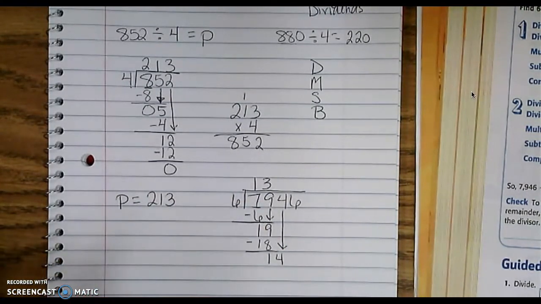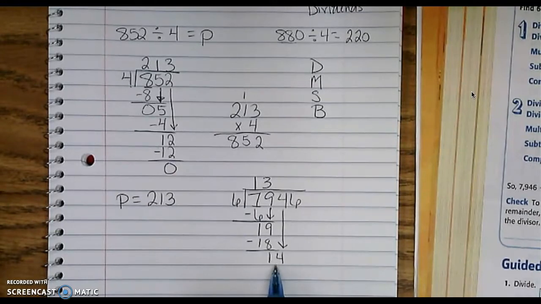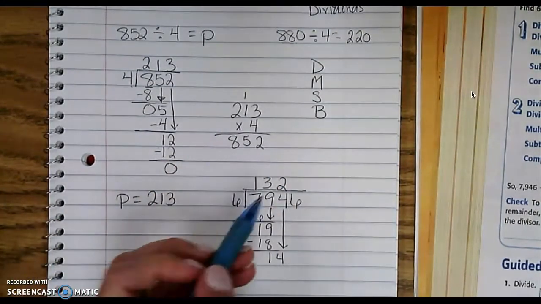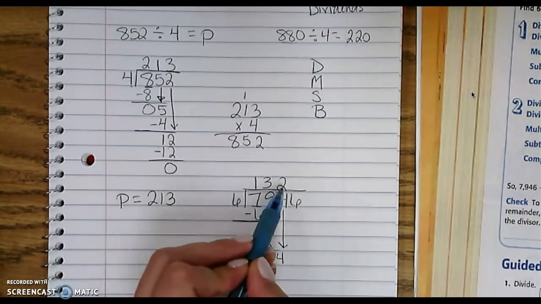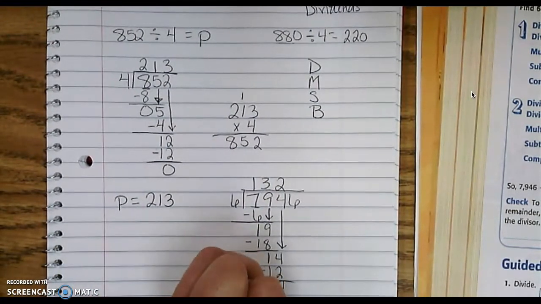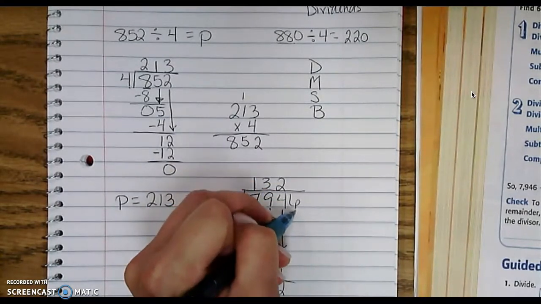And 6 divides into 14. Remember, when I'm doing this division part, I am trying to get as close to this number as possible without going over it. So when I think about my 6s, I have 6, and then 12, and then 18. So 18 is too big. That's bigger than 14, so I can't use the 18, but 12 is the closest I can get without going over. So 6 times 2 is 12. I subtract and I get a 2. And I have one more digit to bring down.